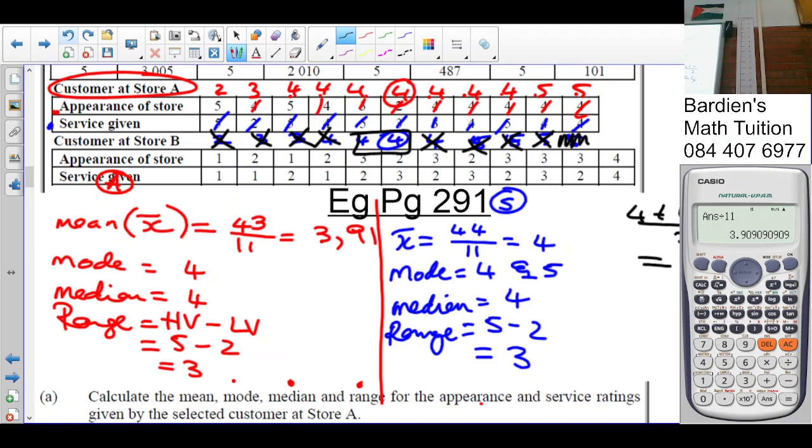She's saying, what if it's an even amount of numbers? How are you going to work out your median then? So what you do is, you get the 2 numbers in the middle, we add them together, and we divide it by 2. Okay? Very good question.